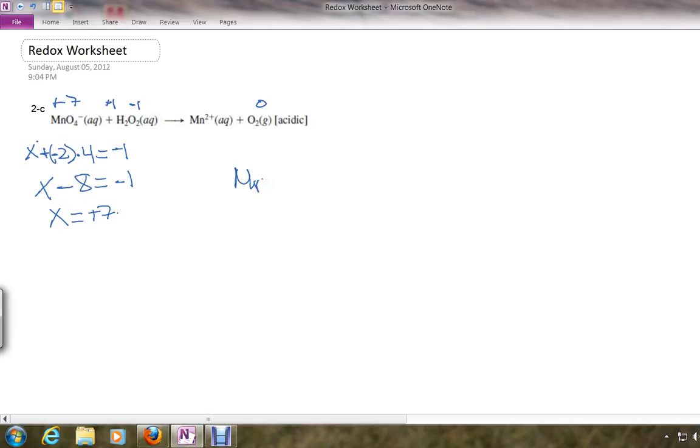So the ones that are changing are manganese, from plus 7, and I write it like that as a guide. I said you don't have to do it, it's not required. And then oxygen, let's take the subscript, which is 2 on both, and it goes from minus 1 to 0. So let's look at each one. The coefficients and the mass are already balanced: manganese 1 and 1, and oxygen 2 and 2.